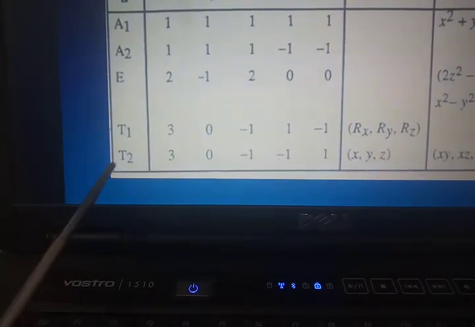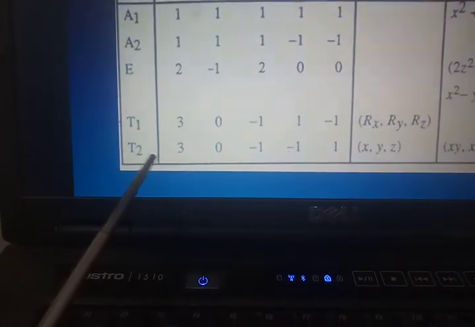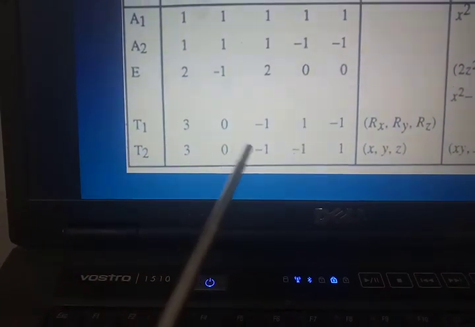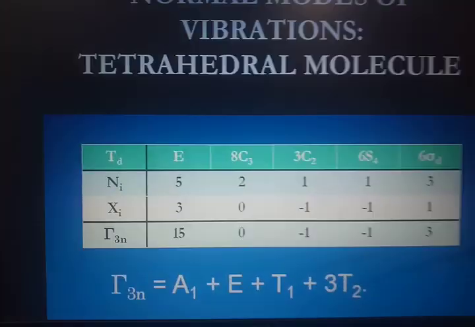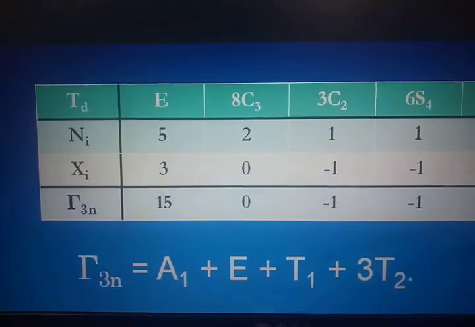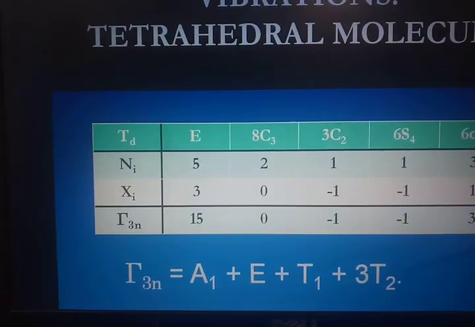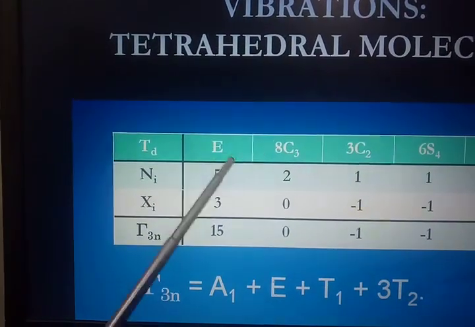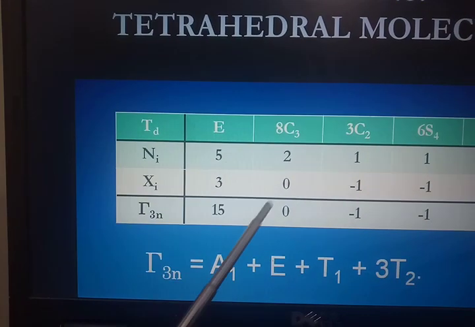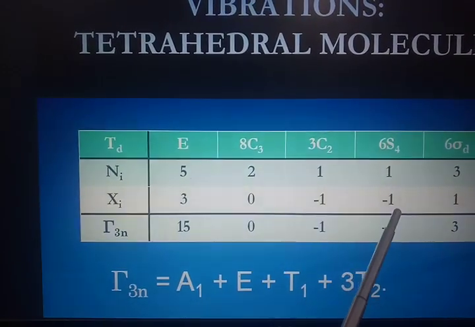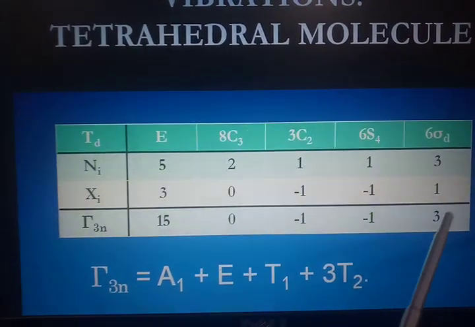So against the Xi value, we simply write the character corresponding to the T2 irreducible representation, that is 3, 0, -1, -1 and 1. If we substitute these values, then we obtain this condition: corresponding to identity, the value of Xi will be 3. For C3 it will be 0. For C2 it will be -1. For S4 it will again be -1, and for sigma d it is 1.